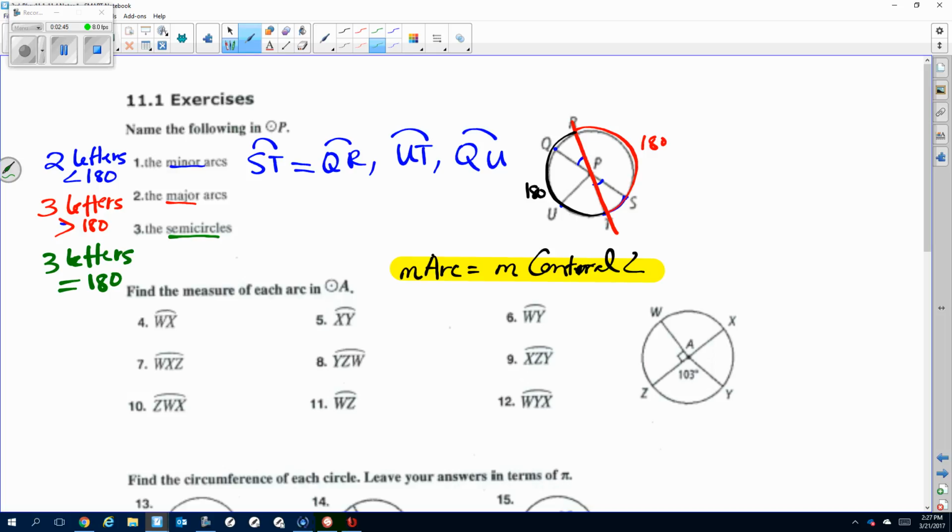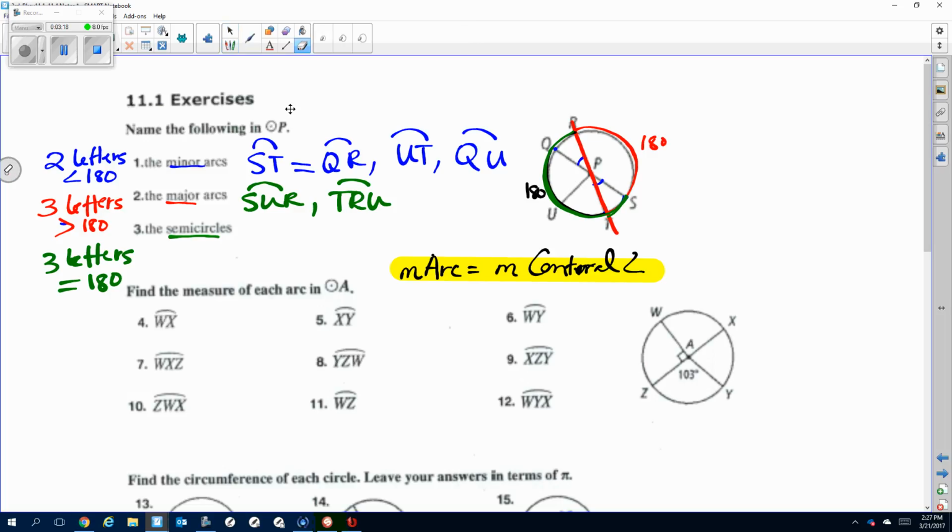So I could go from S, trying to think, yeah. I could go S, U, Q would be half circle. If I go one more point, that would be more than 180, more than a semicircle, so it would be greater than 180. So we can say S, U, R, I believe. That would be a major arc. Or I could have T, R, U. So I'm going to find out more than one.